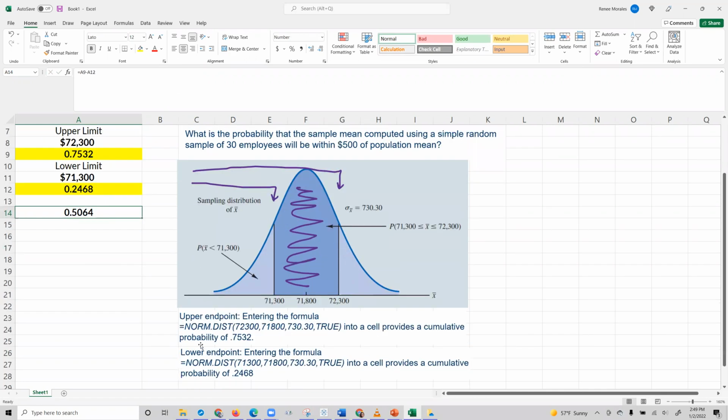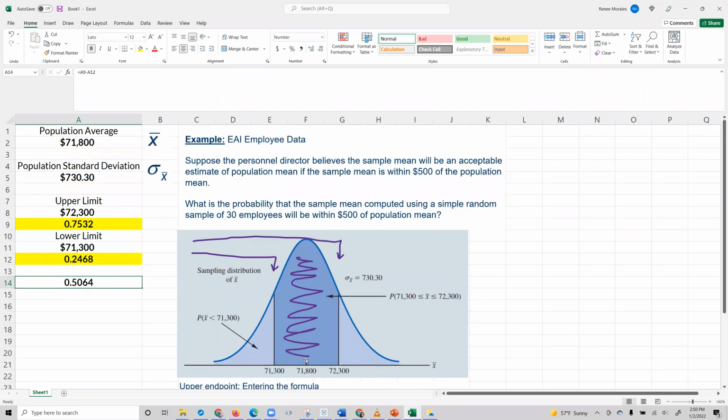Okay, so you have the formulas here as well that you can refer back to. I hope this example was helpful to you in learning more about how to use Excel's Norm.Dist function to calculate the probabilities of a sampling distribution.